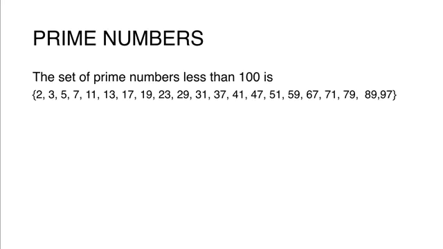So here are the prime numbers written in set notation. The curly brackets at the beginning and end mean the set of, and the prime numbers are included inside the brackets.